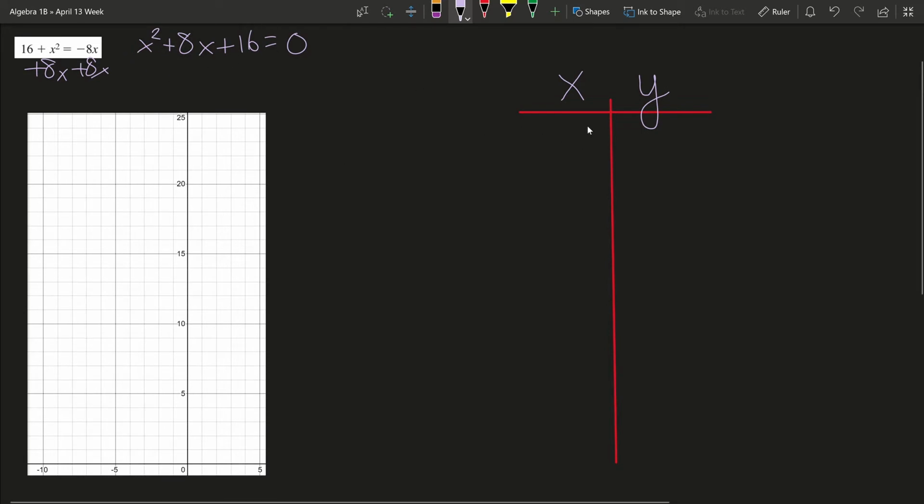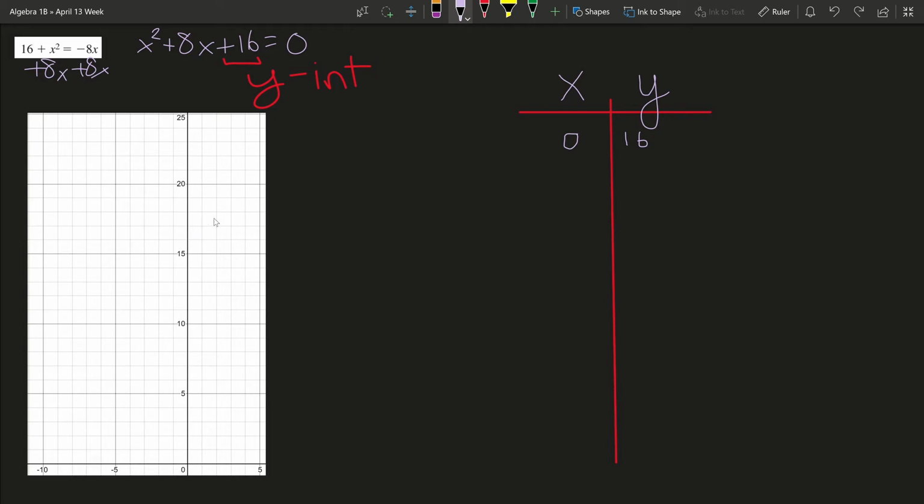So let's start with the easiest one of all, 0. Once again, we don't even have to calculate it, because when it's in standard form, this is going to be our y-intercept. So that means we already have our first point, 0, 16. Let's go ahead and plot that. 0 means we're not moving to the right or left, and we go up to 16.